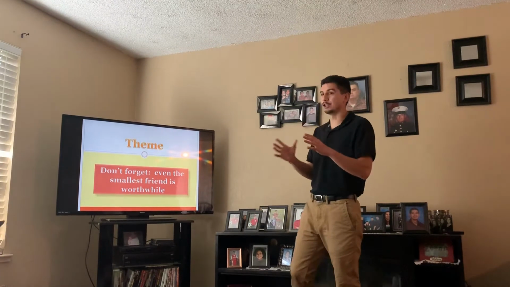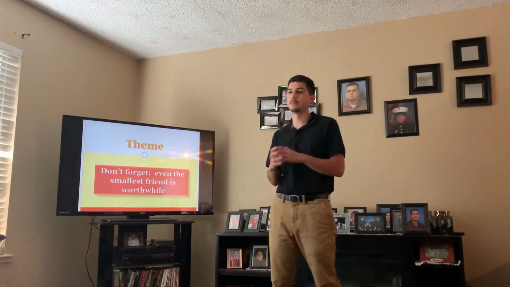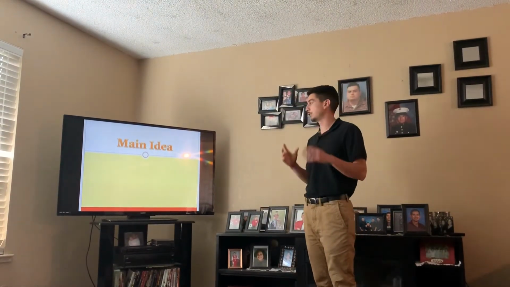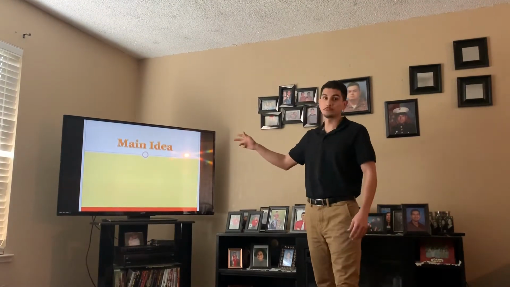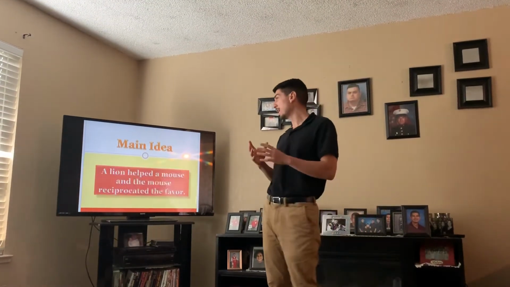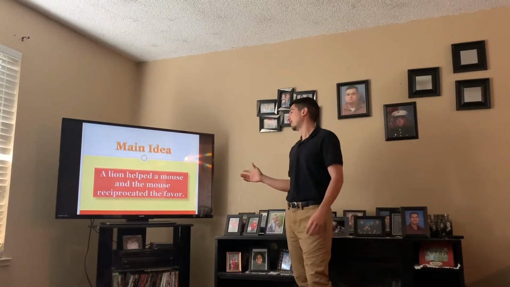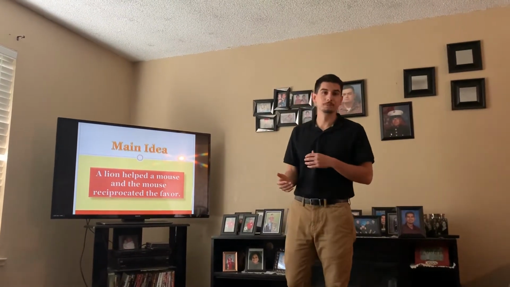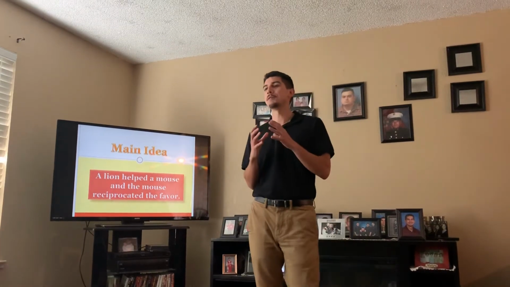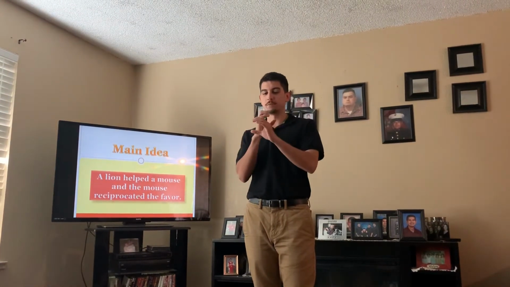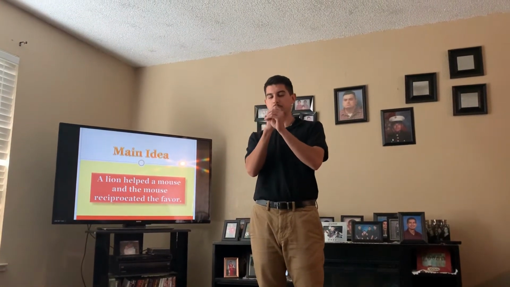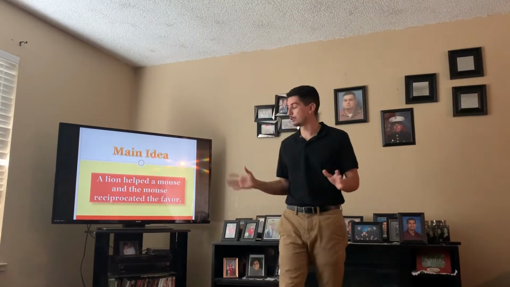And that's just a general thing. You guys know how to break down a theme. It's very simple. Do not make it so specific. That's for the main idea. The main idea must be a complete sentence, such as this: a lion helped the mouse, and the mouse reciprocated the favor. That's the general main idea, right? We took what the moral, the center part of the story was, and we could use it in a complete sentence.